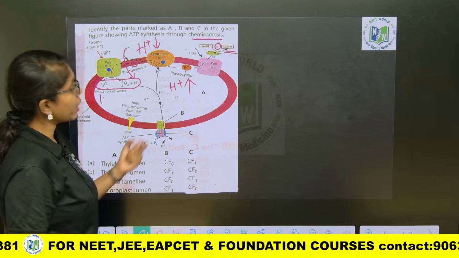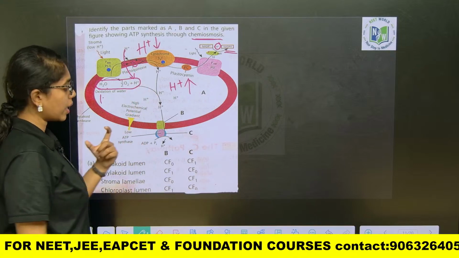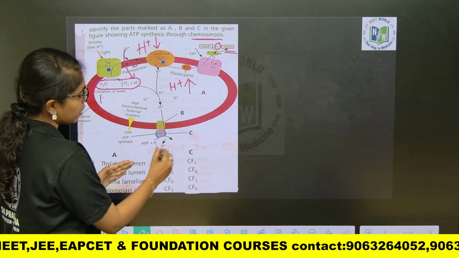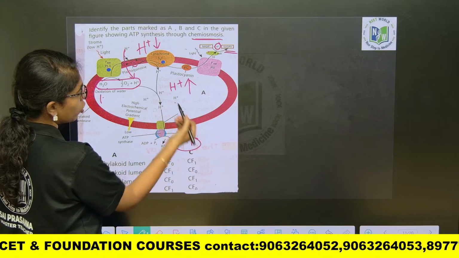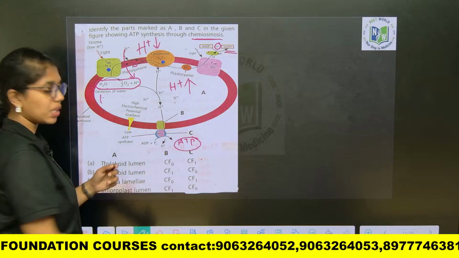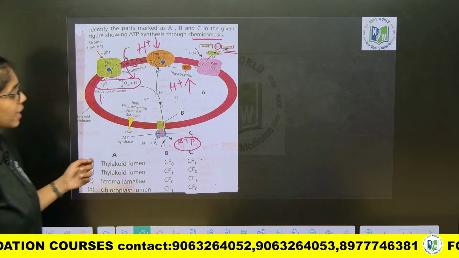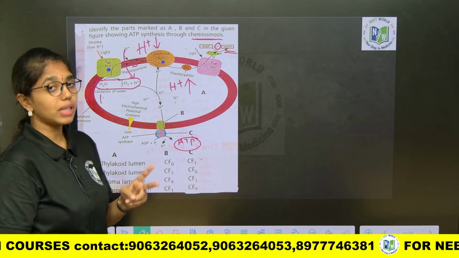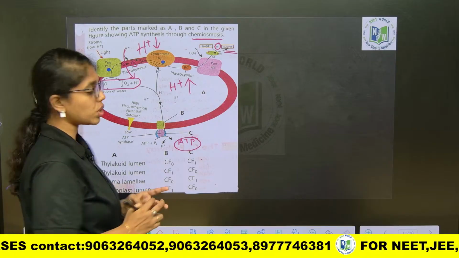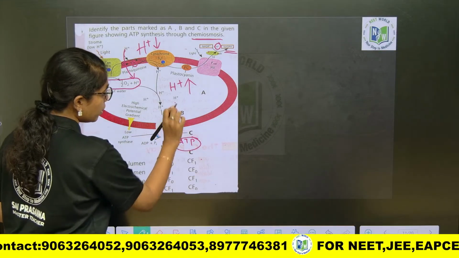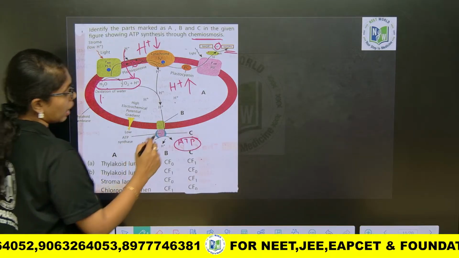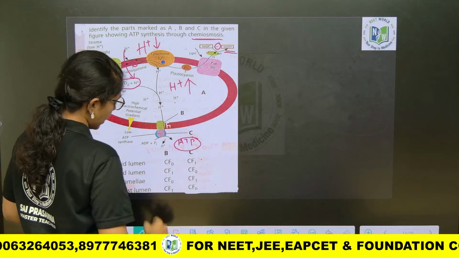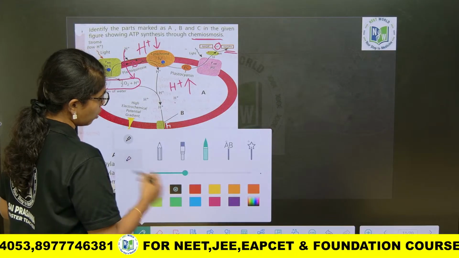Because of these three events, H plus will be reduced in the stroma and H plus concentration will increase in the lumen. This will generate the proton gradient, and finally ATP synthesis will happen by pumping back the protons from lumen to stroma through what? ATP synthase pump. So, this ATP synthase pump will have two channels, F0 and F1. F1 will be embedded inside the membrane, F0 will be projected outside.